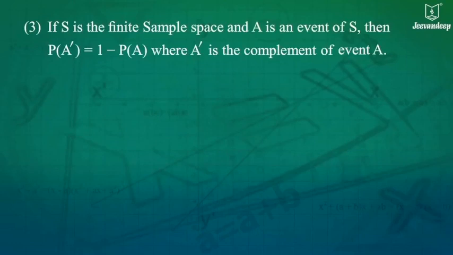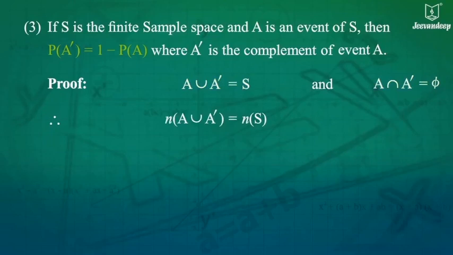If S is the finite sample space and A is an event of S, then P(A') equals 1 minus P(A), where A' is the complement of event A. Proof. A union A' equals S and A intersection A' equals phi. Then, number of elements in set A union A' equals number of elements in sample space S, and number of elements in set A intersection A' equals 0.